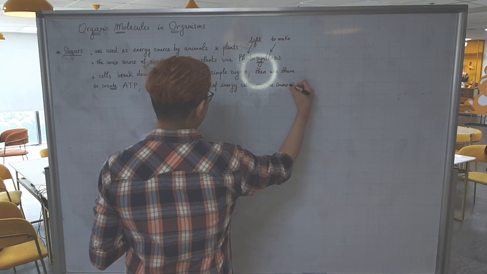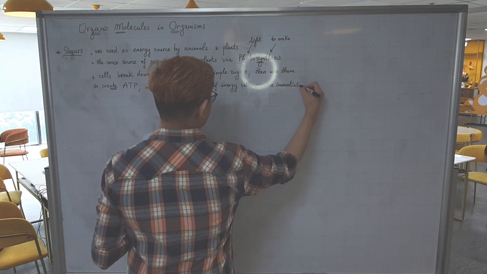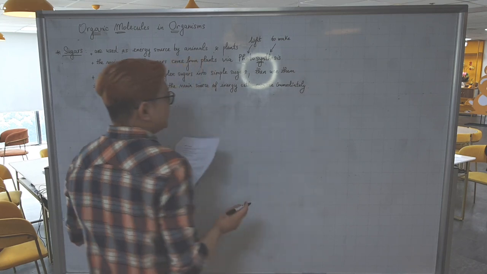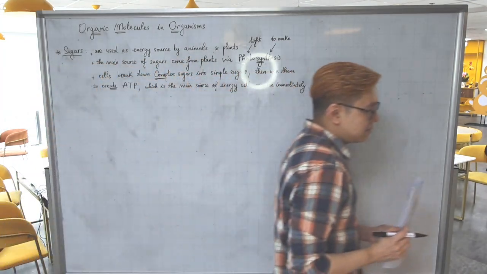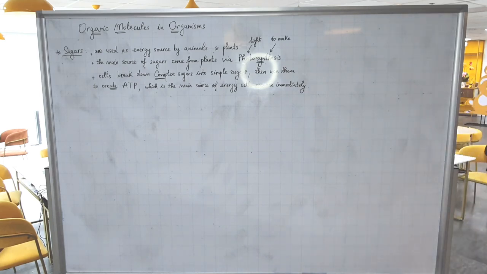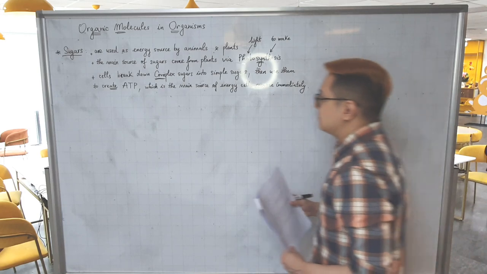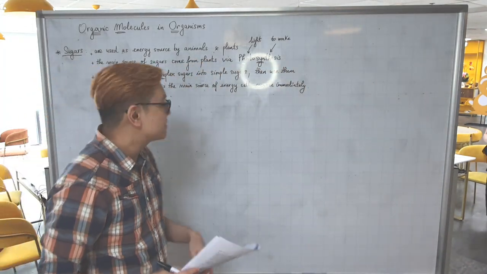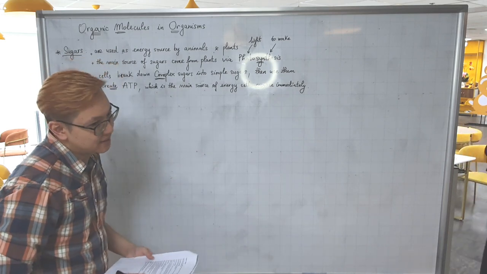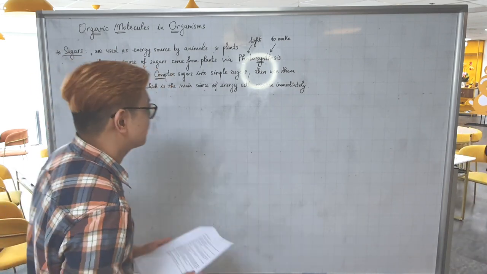Tại vì sao? Đối với tế bào, cái đường nó không xài được liền, nó phải chuyển đổi thành ATP. Mà đối với tế bào, ATP xài được ngay tức khắc cho bất kỳ cái gì luôn. So for cells, they have to convert sugar into ATP. Then they can use ATP immediately. All right.